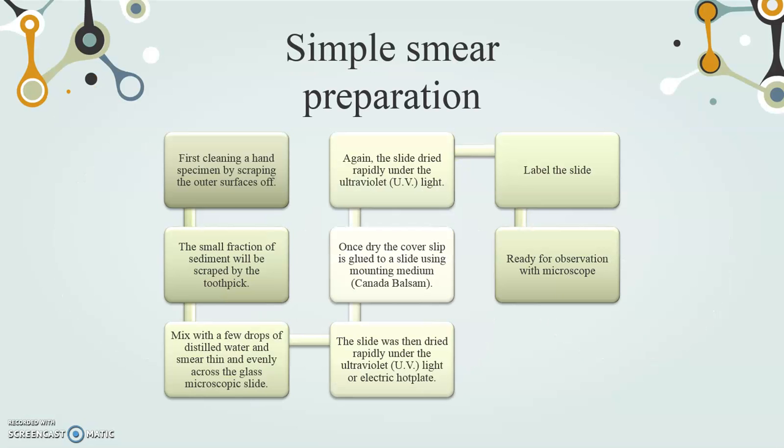So the smear slide preparation started with cleaning up the hand specimen by scraping the outer surfaces, and a small fraction of sediment is scraped with a toothpick and mixed with a few drops of distilled water. Then it is smeared thin and evenly across the glass microscope slide. The slide was then dried rapidly under UV light or an electric hot plate, and once it was dried, it was glued to a slide using Canada balsam and dried again under UV light, and then the slide is labeled and ready for observation with the microscope.